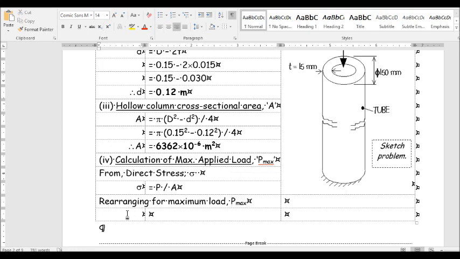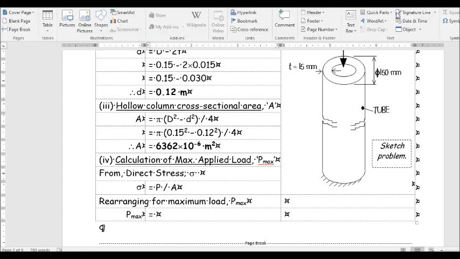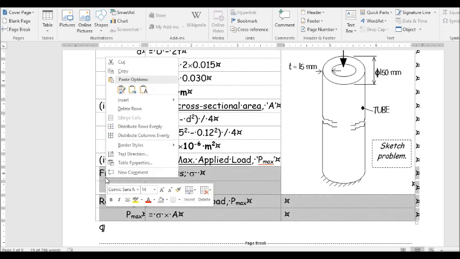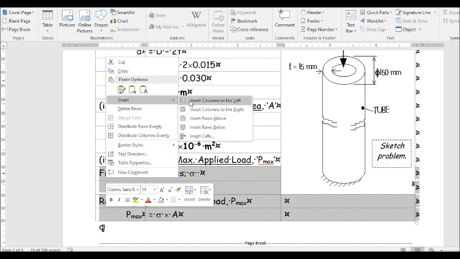So on the next line, P max is simply the direct stress, or be a compressive stress in this case, multiplied by, insert symbol, the cross-sectional area. Again, I need some more rows here, so I'm just going to highlight these rows. Right mouse click, insert rows below.